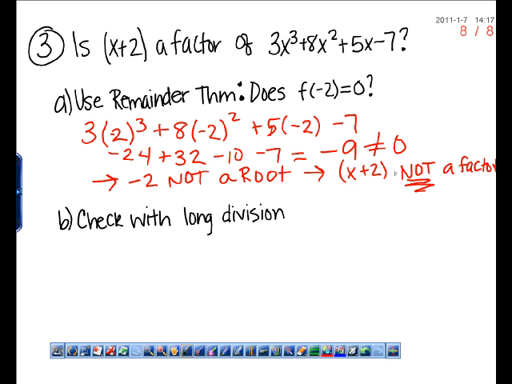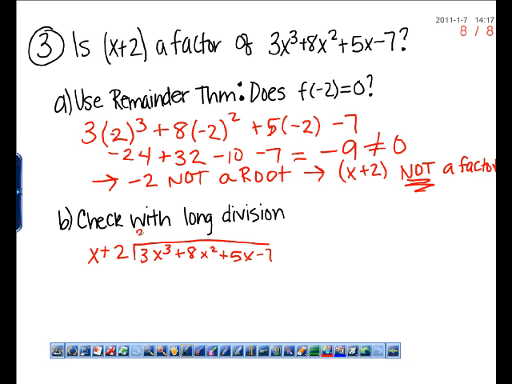All right, so let's check this. What time do we read done? At 20? Okay, let's do this quickly then, because I need to show you one thing. So x plus 2, 3x cubed plus 8x squared plus 5x minus 7. I'm going to go through this a little quickly because I got to show you one thing at the very end, okay?